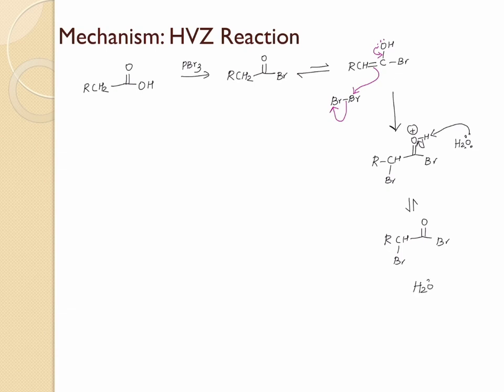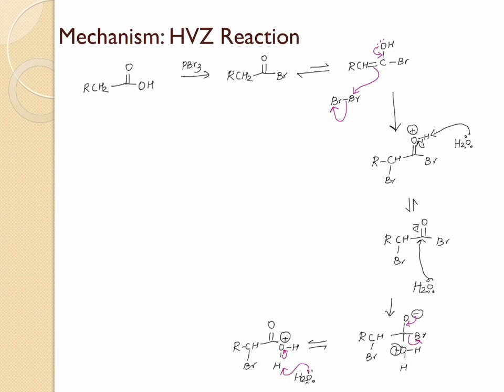Water will act as a nucleophile, thrusting these electrons onto oxygen. Since you have a good leaving group here, as these electrons right here come in, the Br is going to leave. So basically this is a nucleophilic addition-elimination reaction. And in the next step, this hydrogen right here will be deprotonated to give the alpha brominated carboxylic acid.